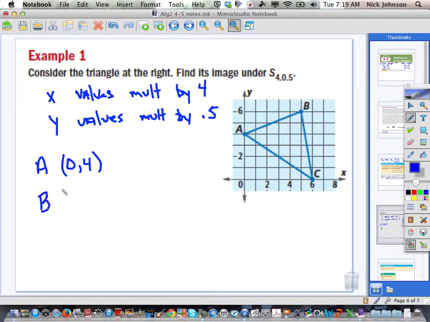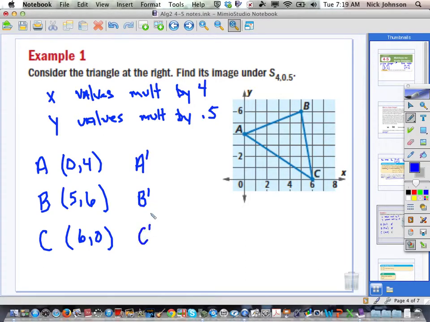B is 5, comma, 6. And C is 6, comma, 0. And we're getting A prime, B prime, C prime.